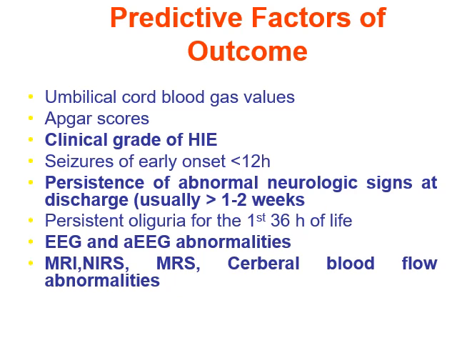EEG and amplitude integrated EEG, that's the functional EEG. The presence of EEG abnormalities indicates bad prognosis and absence indicates good prognosis. MRI findings: if there is a normal MRI, this indicates good prognosis. The other factors include the umbilical blood gas values, the Apgar score, early onset seizures, and persistent oliguria for the first 36 hours of life.